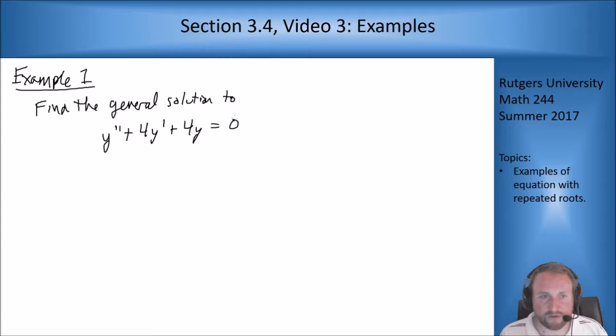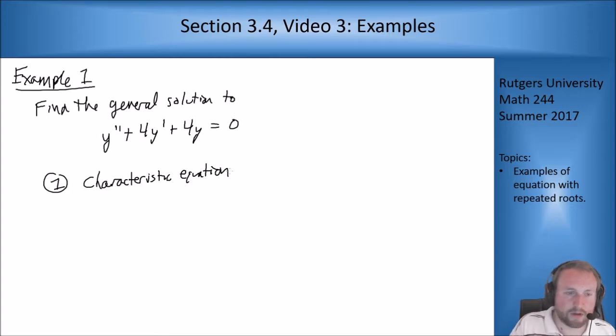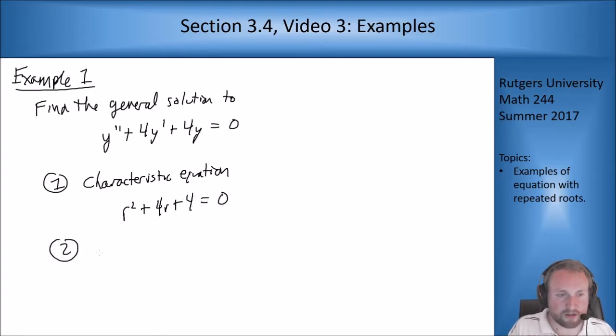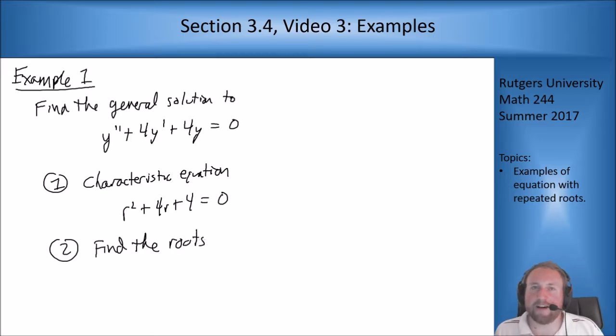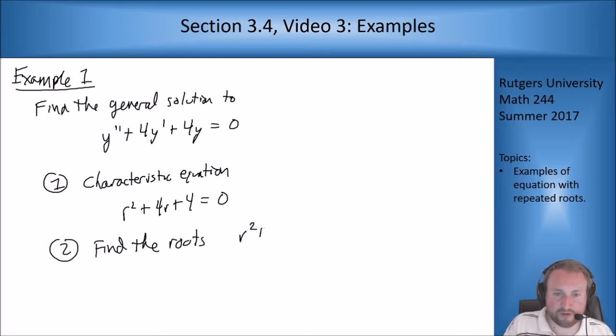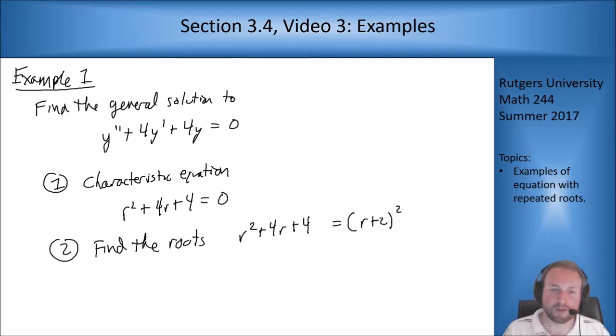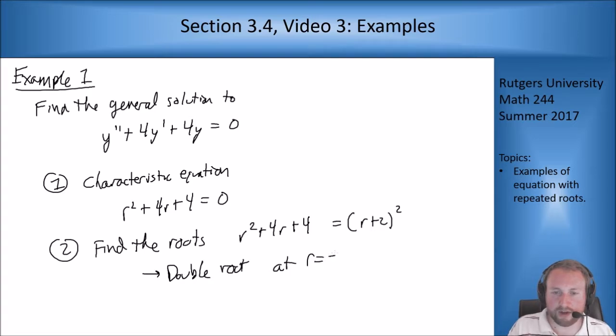So how do we do this? We find the characteristic equation, which in this case is r squared plus 4r plus 4 equals 0. Step 2, we find the roots. Now in this case, this is going to factor really nicely because it's a perfect square. So r squared plus 4r plus 4 is just (r plus 2) quantity squared. So this has a double root at r equals minus 2.